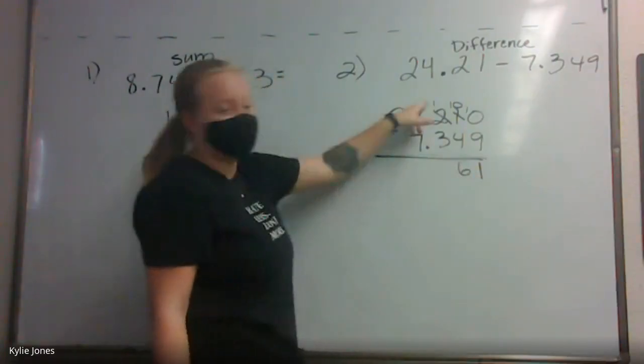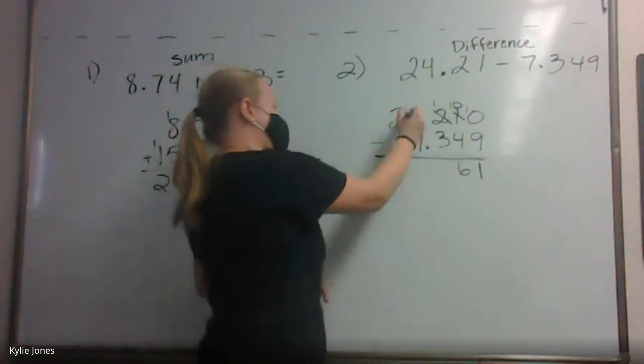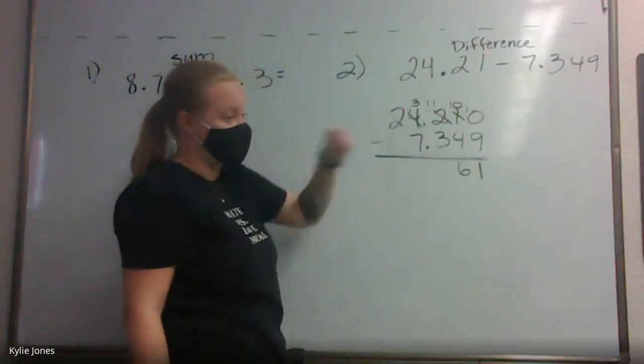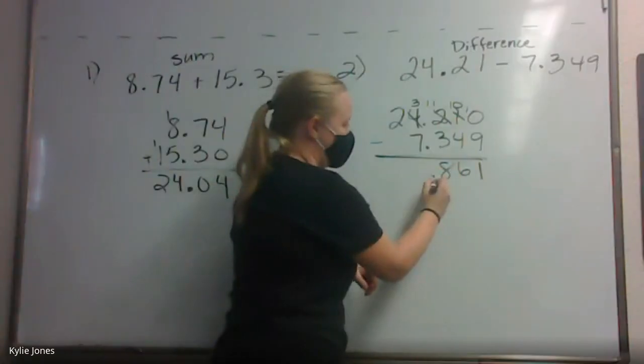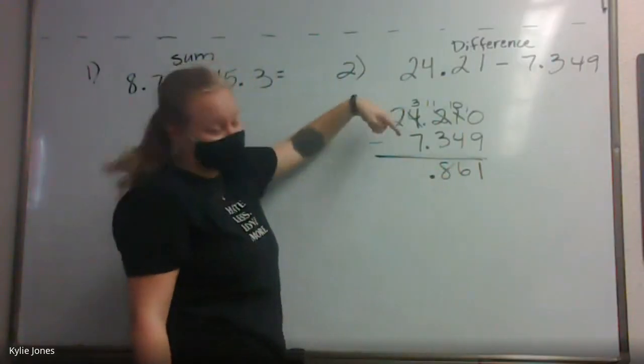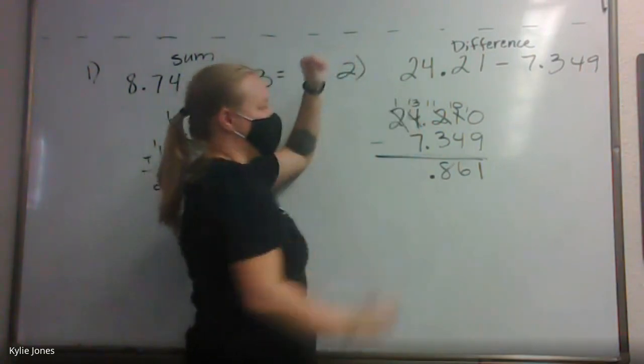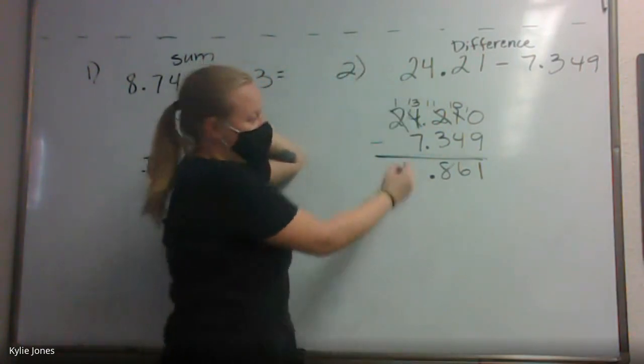Good. Can't do 1 minus 3, so we're going to borrow again. 4 becomes a 3. 11. So now we have 11 minus 3. 8. We can drop down our decimal. Can't do 3 minus 7. So we borrow from our 2. It becomes a 1. This becomes a 13. 13 minus 7 is 6. And 1. So we get 16.